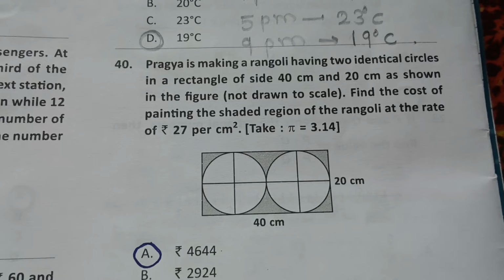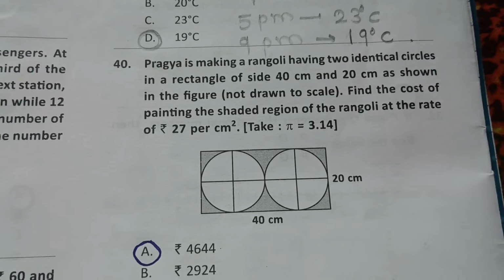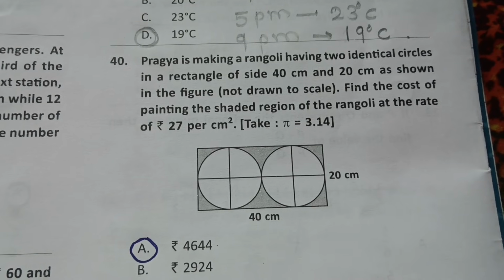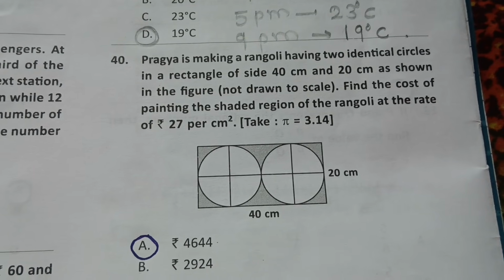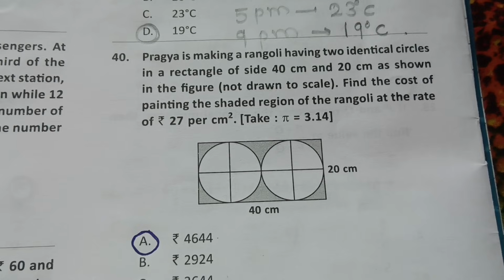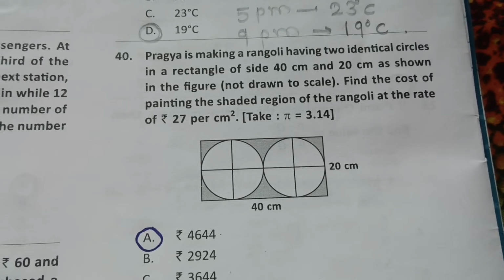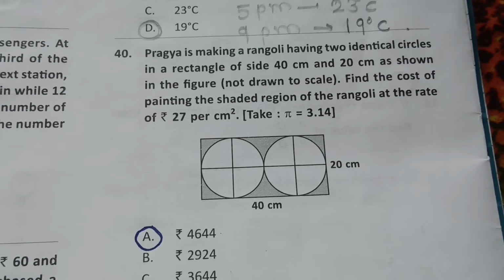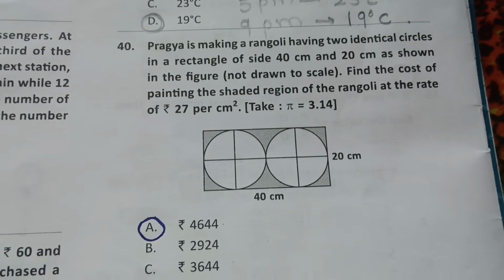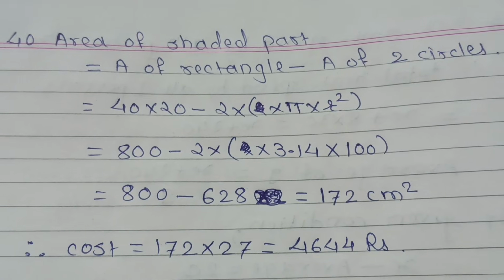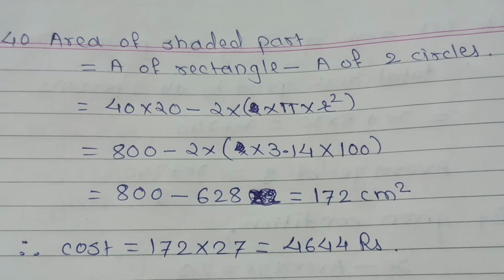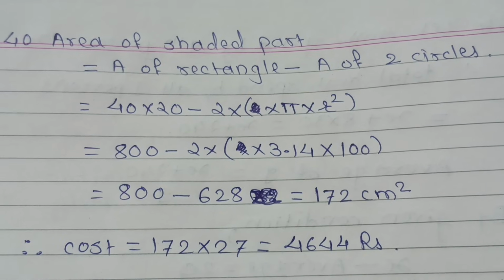Pragya is making a rangoli having two identical circles in a rectangle of side 40 cm and 20 cm as shown in the figure. Find the cost of painting the shaded region of the rangoli at a rate of rupees 27 per centimeter square. And pi's value is given 3.14. To calculate the area of the shaded part, we have to subtract the area of two circles from the area of the rectangle.